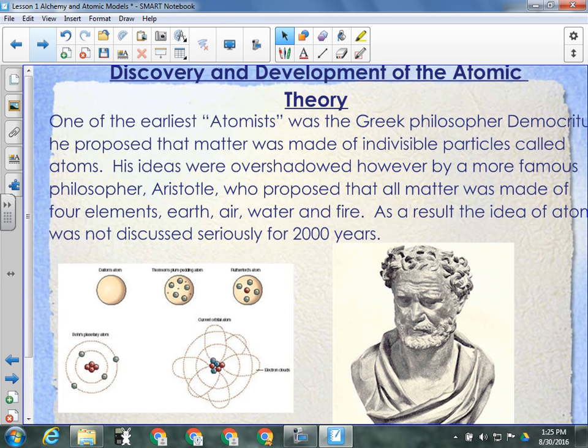Well, it wasn't all bad for Democritus. He did think up something else. Democracy. Yeah, not a bad thing to think up. So it wasn't all bad for Democritus. But his idea died essentially for about 2,000 years, before a scientist was doing some experiments and realized that, you know what, this idea of tiny particles actually kind of explains what I'm doing.